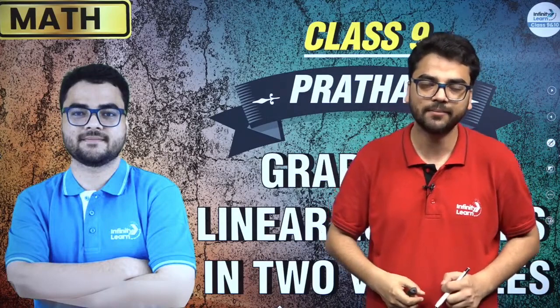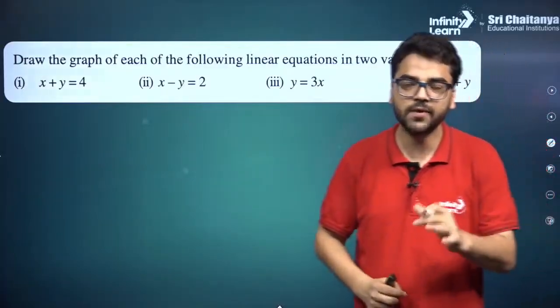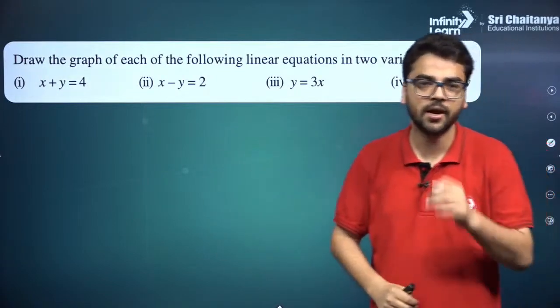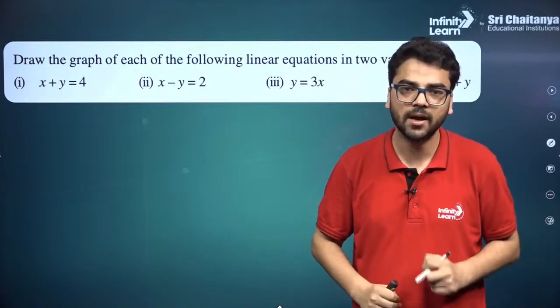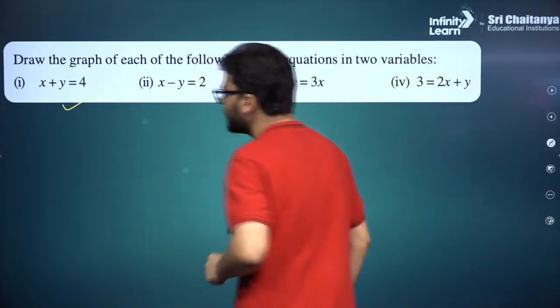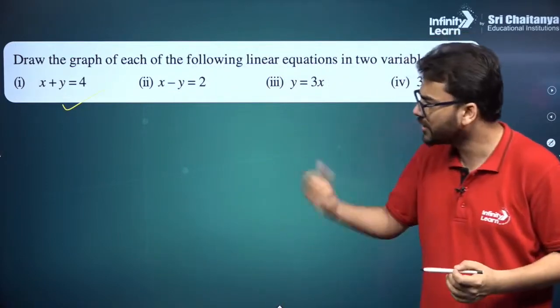Okay, so let's start with it guys. We'll be doing some graph questions. We have to draw the graph of each of the following linear equations in two variables. Very simple questions, but we are going to do over here. So the very first thing is x plus y is equal to 4. We have to draw the graph over here. So let's do that guys.